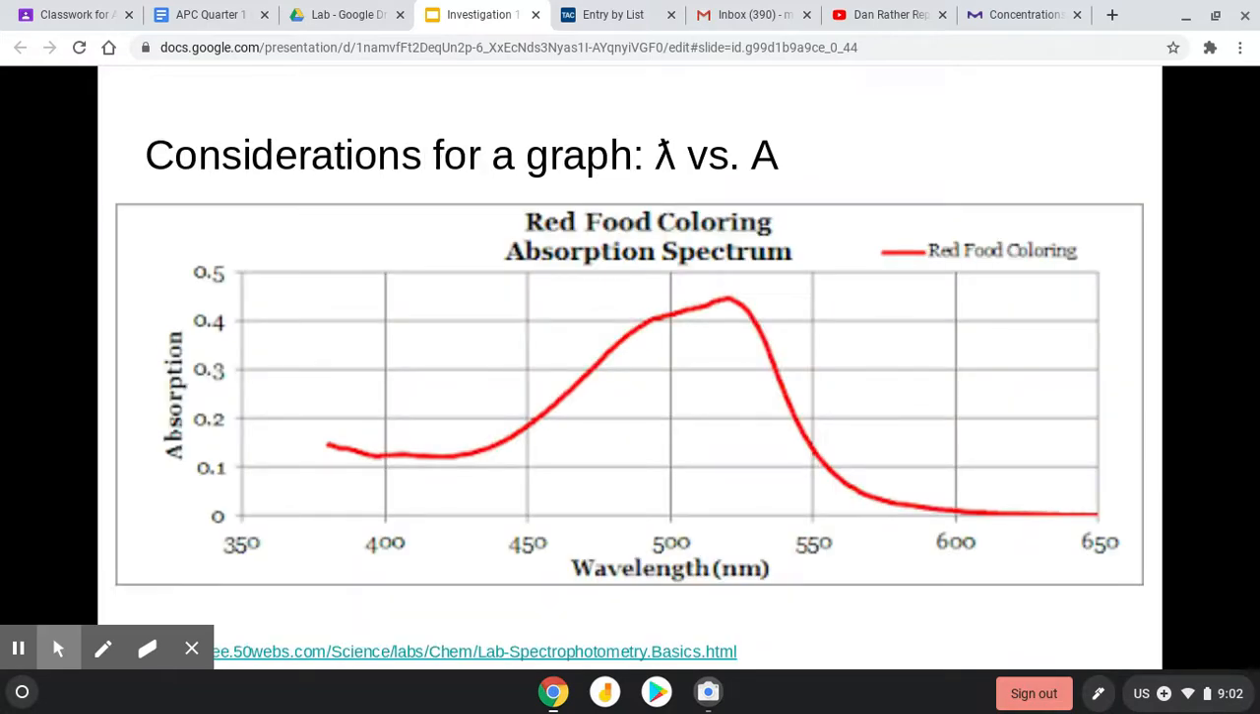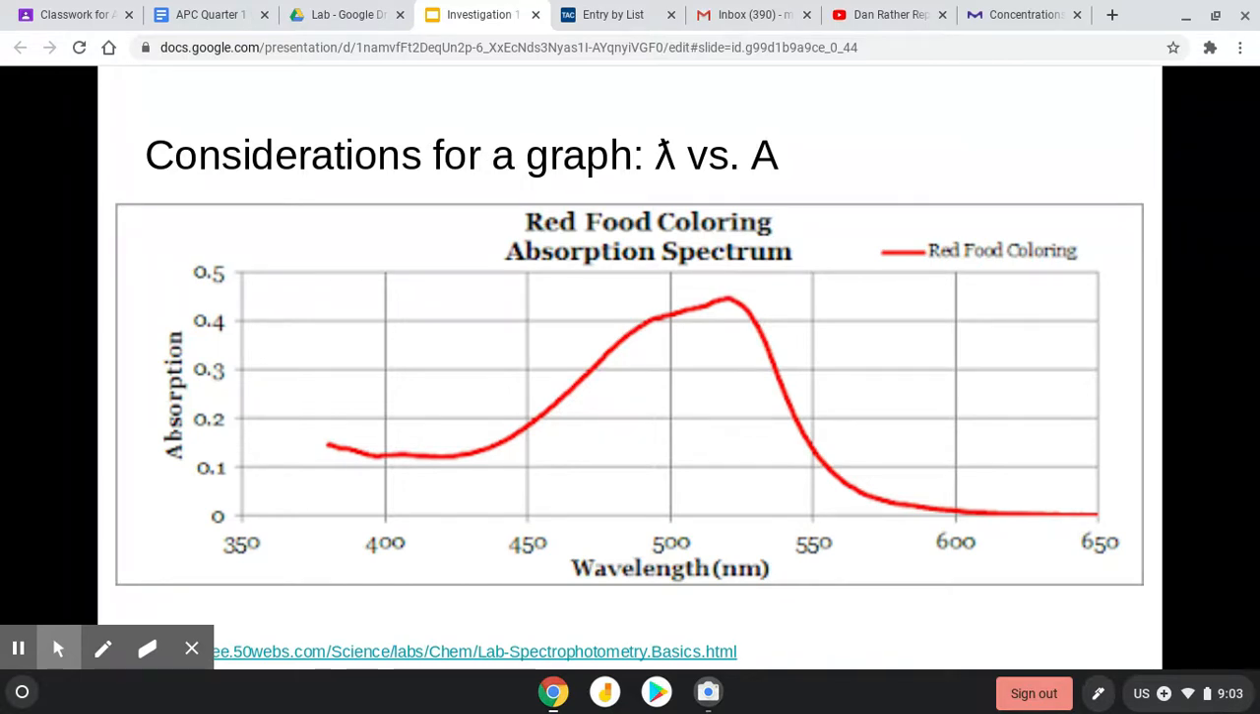Before we get to this point, one of the first things we need to do is figure out which wavelength we're going to set our spectrophotometer to in order to analyze copper. Now, in Investigation 1, we used blue food dye, and we set our spectrophotometer to 630 nanometers because blue food dye absorbs light at 630 nanometers very well.